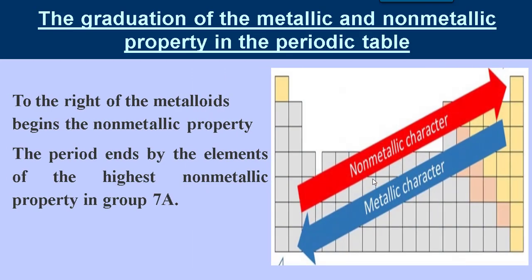After reaching the metalloid, by moving to the right of metalloids, the non-metallic property starts to appear, and as we move from the left to the right, the non-metallic property increases till we reach the strongest non-metallic elements that are found in group 7A of halogens.